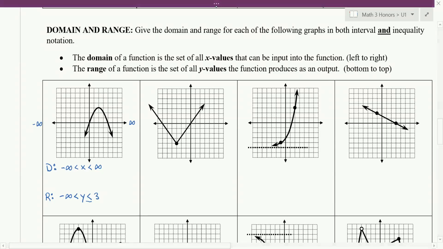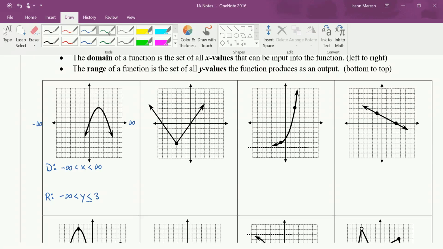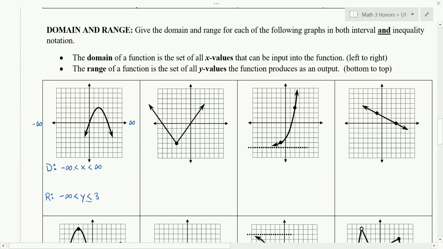That's inequality notation. Here's how you'd represent that with interval notation. The interval notation is kind of a short way of writing this. So interval notation for domain would be negative infinity, comma, positive infinity. And shorthand for the range would be negative infinity, comma, 3, bracket, not parenthesis with the 3.